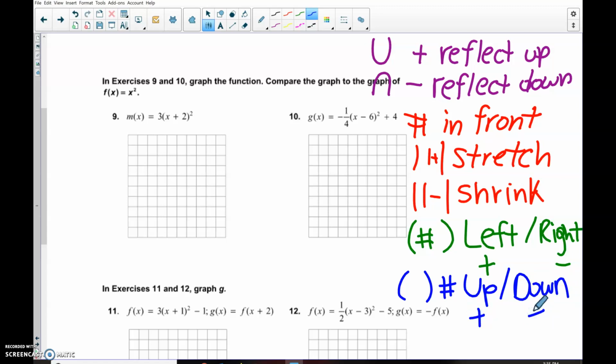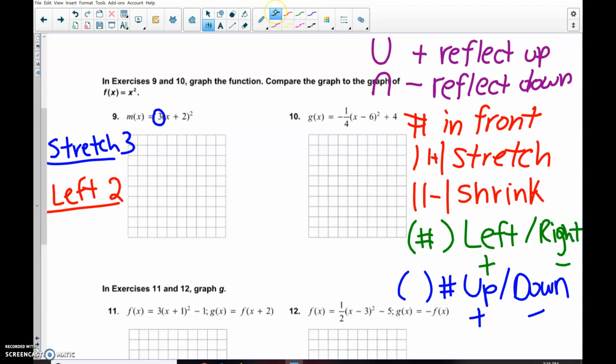So if you remember back when we did this with absolute value, I gave you like a couple lines and then you would know how many lines there would be based on the information. Like so for number 9, we would have 2 lines. One for that 3. So that 3 makes it stretch 3. And then one for that plus 2. And since that plus 2 is inside the parentheses, it's going to be left 2.